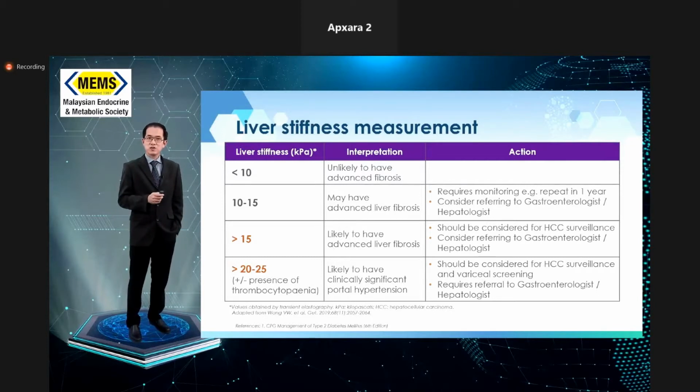Patients with liver stiffness measurement more than 15 kilopascal are likely to have advanced liver fibrosis, and these patients should be considered for liver cancer surveillance. They should also be considered for referral to a gastroenterologist or hepatologist.